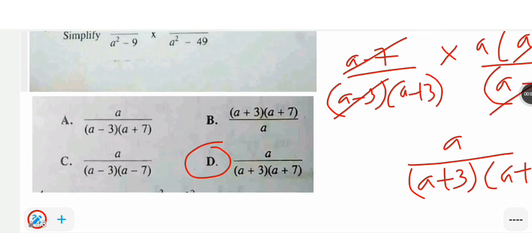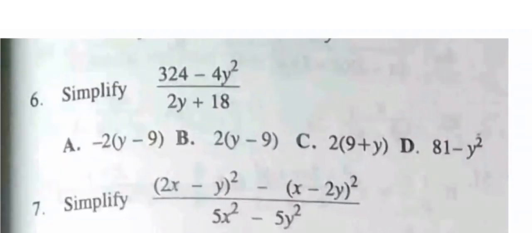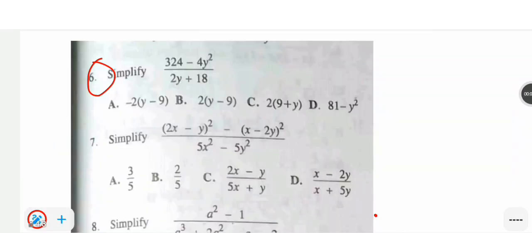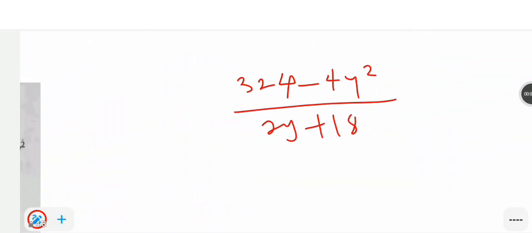Okay, so let's take the next set of questions. For the next question, we have to simplify 324 minus 4y squared divided by 2y plus 18. I've written it here for you guys, so look at it here. You can easily do this using the factorization method. You can see that 4 is common. 4 can divide 4 here. 4 can also divide 324.